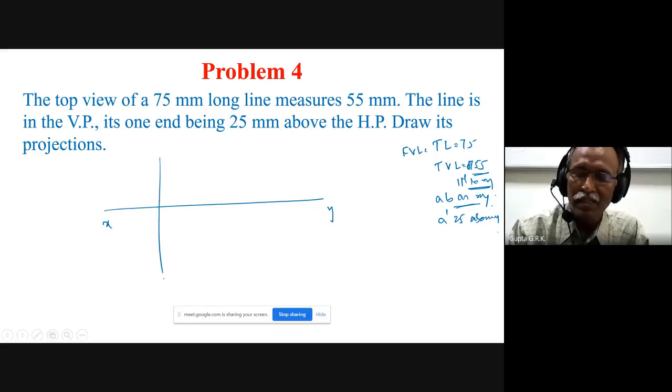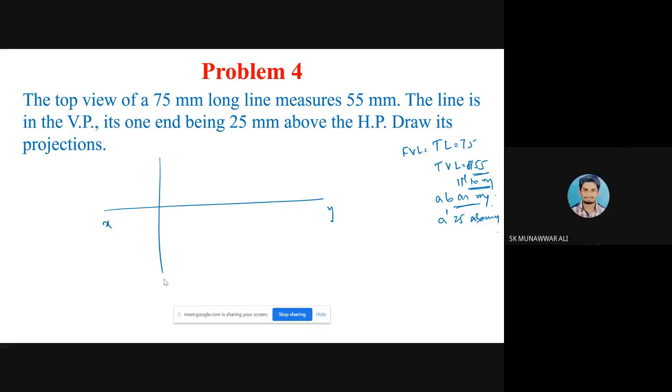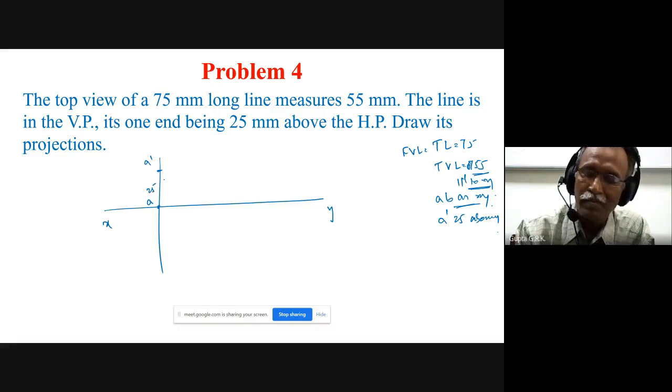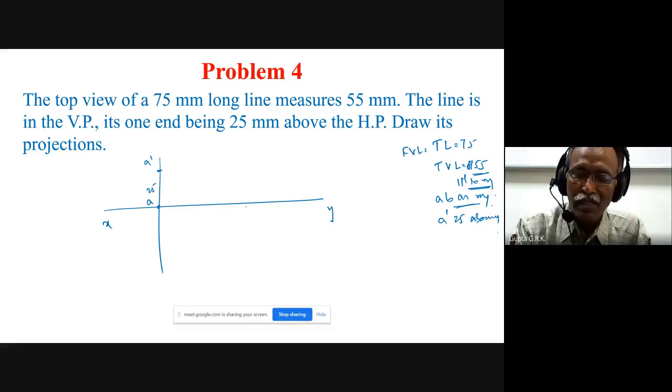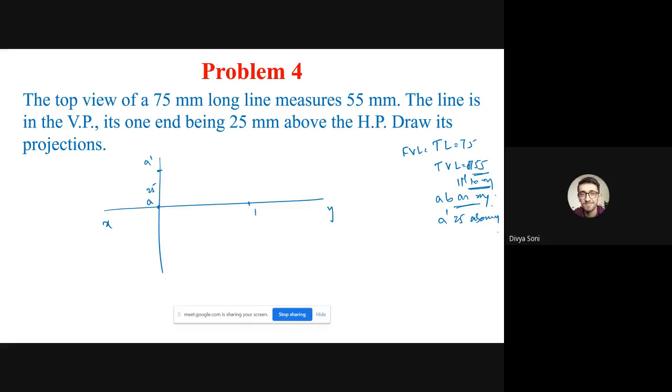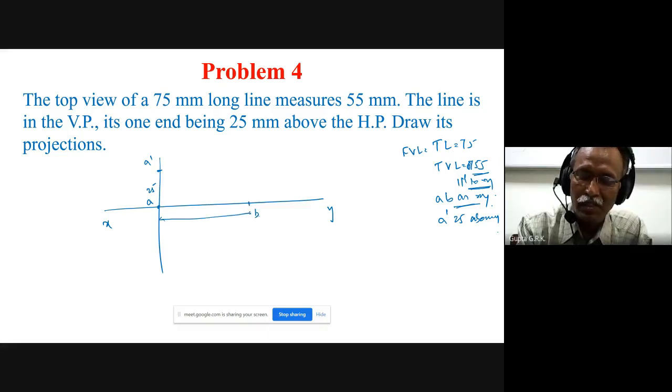Okay, draw a line. So where will be A and A dash? AB is on XY. So A is on XY. A dash is 25 above. So this is 25. And AB is parallel and it is short. How much? 55. So this is 55.